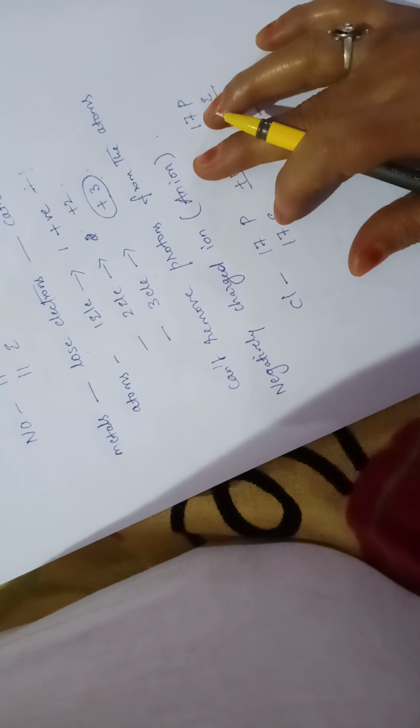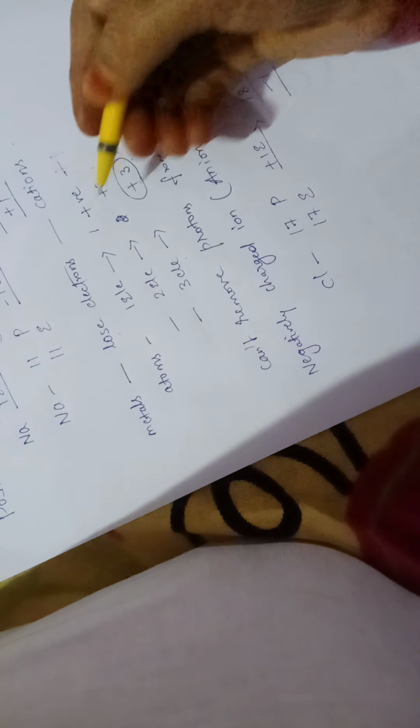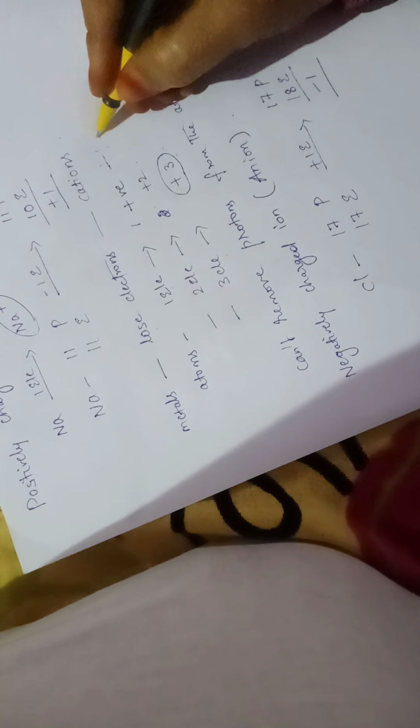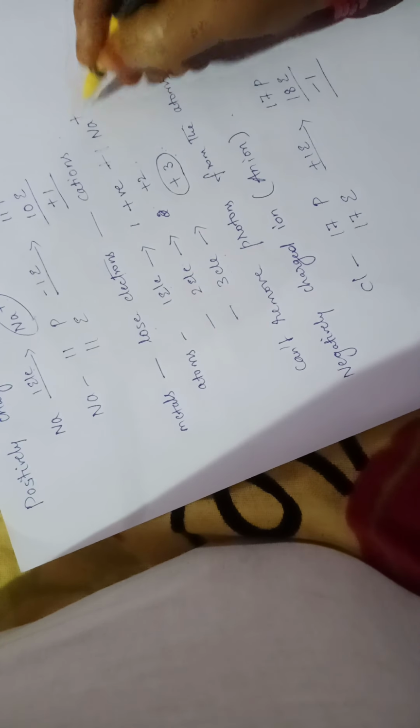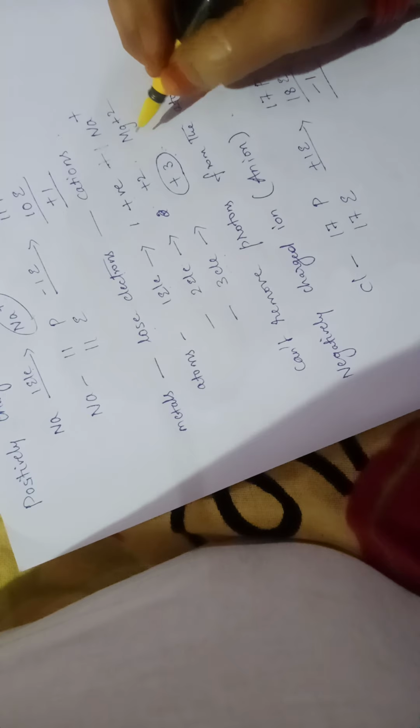Clear? So here, see the examples. We have already seen Na+. If we go to +2, Mg2+, magnesium has the capacity to lose 2 electrons. And for 3 electrons, aluminum has the capacity to lose 3 electrons. These are the examples for these charges.